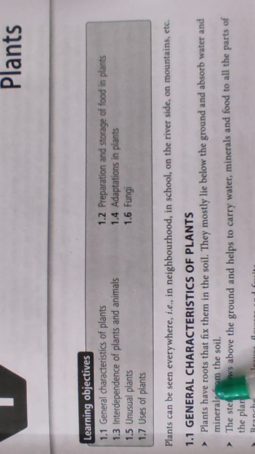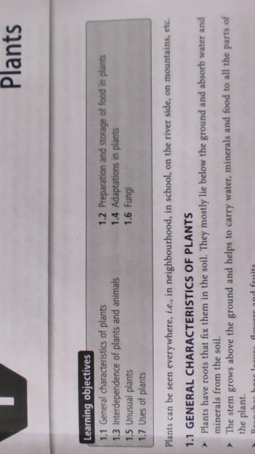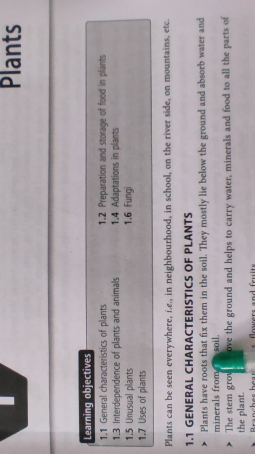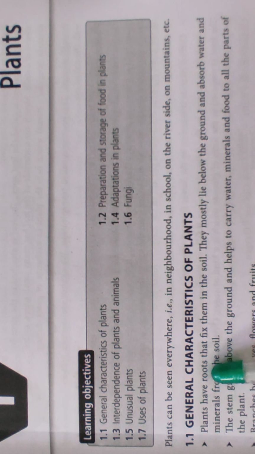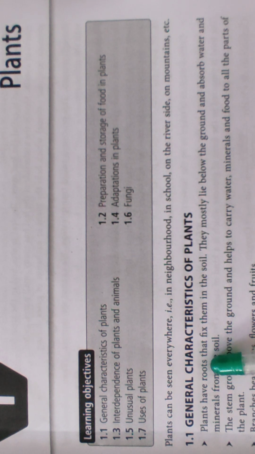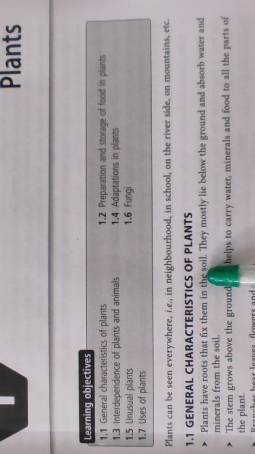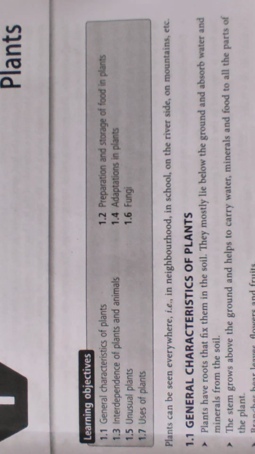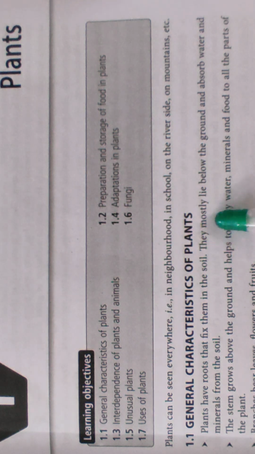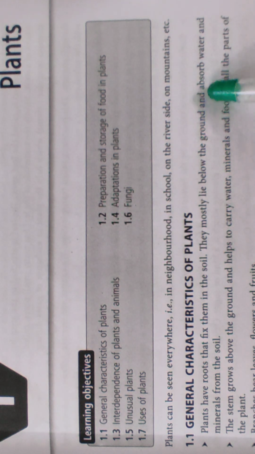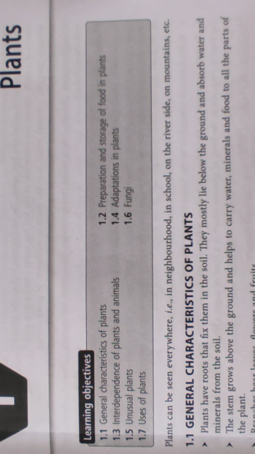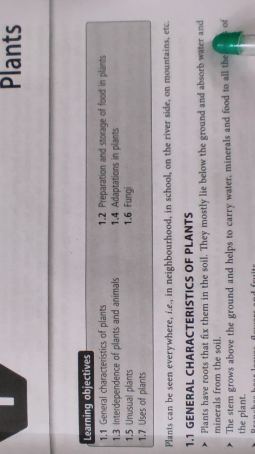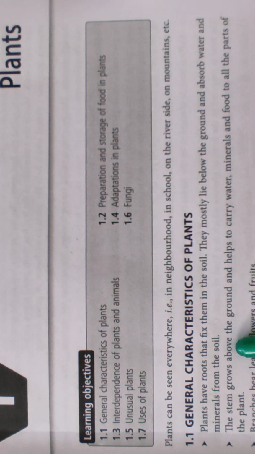So see, what are the general characteristics of plants? Plants have roots that fix them in the soil. Plants have what? Roots. These roots always fix the plants in the soil. That's why plants are always erect in the soil. They mostly lie below the ground and absorb water and minerals from the soil. So roots are mostly found under the soil, absorbing water and minerals.